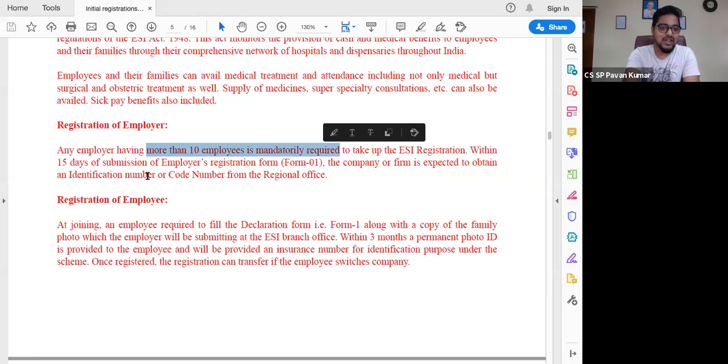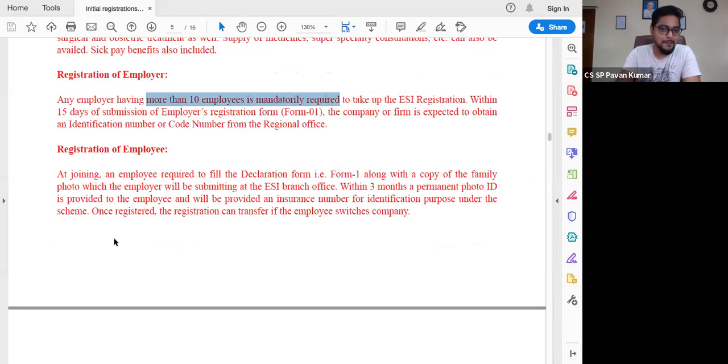And whenever an employee joins, the employee is required to make a declaration, again in Form 1, along with a family photo. The employee gives it to the employer, and the employer, on behalf of the employee, submits it at the ESI branch.